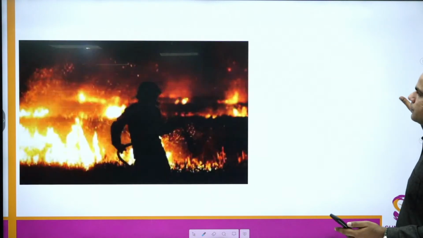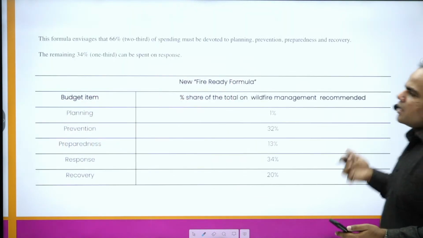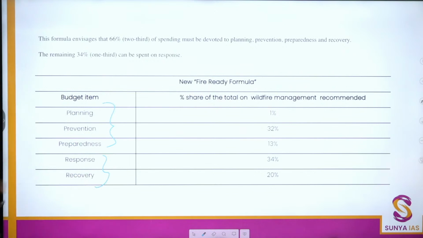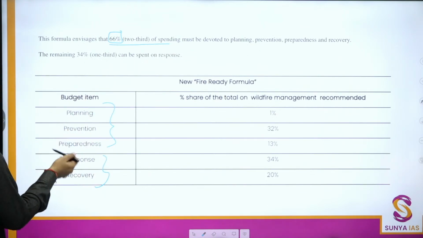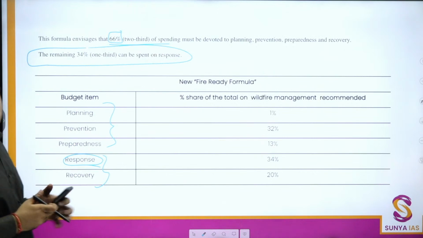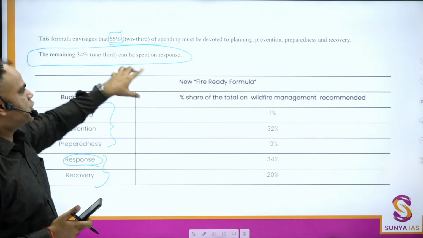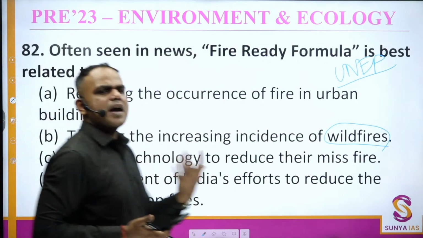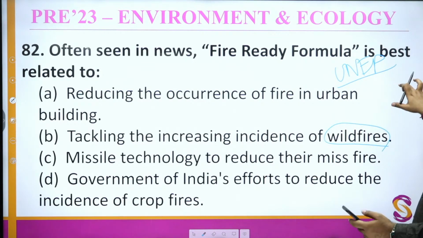Now what it talks about: first of all, it is given by UNEP, the United Nations Environment Program, and second, it talks about planning, prevention, preparedness and response and recovery. The idea is that this formula says 66% should be spent on planning, prevention and preparedness, whereas 34% should be on response. In other words, maximum money should be spent on the planning and management part, and only 34% on response. This is the fire ready formula, which simply means if there is a fire, you be ready for it. If adequate investment is done, the damaging effect of forest fires can be reduced. That is the basic idea. Question number 82.